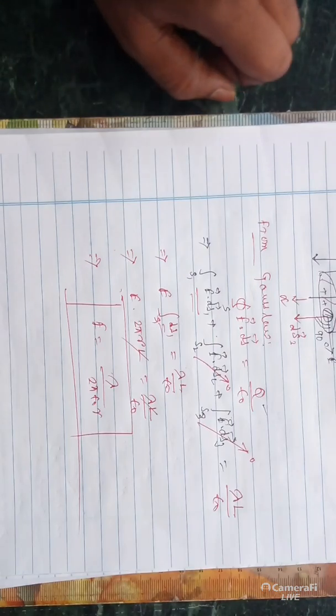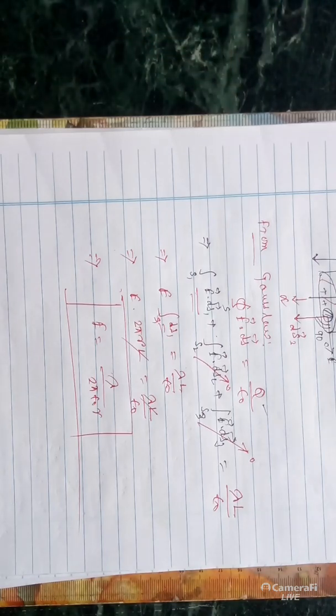Okay. Next, the electric field due to a uniformly charged infinite plane sheet. From the sheet you have to calculate. Clear?